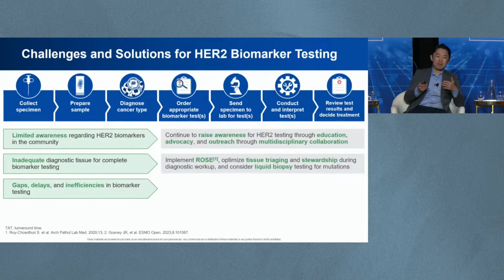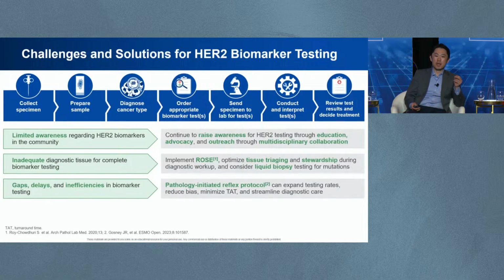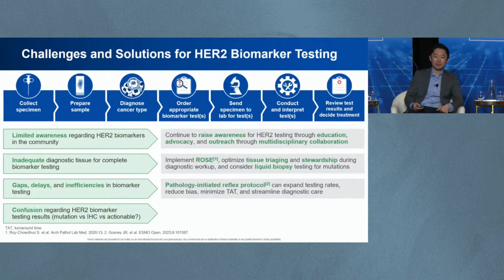And then there can oftentimes be a lot of different gaps, delays, and inefficiencies in biomarker testing. Someone drops the ball. It's just a big process. And so one solution that I think is really helpful is, again, the pathology-initiated reflex testing protocol, where we as pathologists order testing ourselves for all patients who are eligible. I think this really helps to expand the testing rates across the board, reduces the bias because we're testing all eligible patients. We're not pre-screening by clinical characteristics. This also helps to minimize turnaround time, and it just really streamlines the diagnostic care overall.